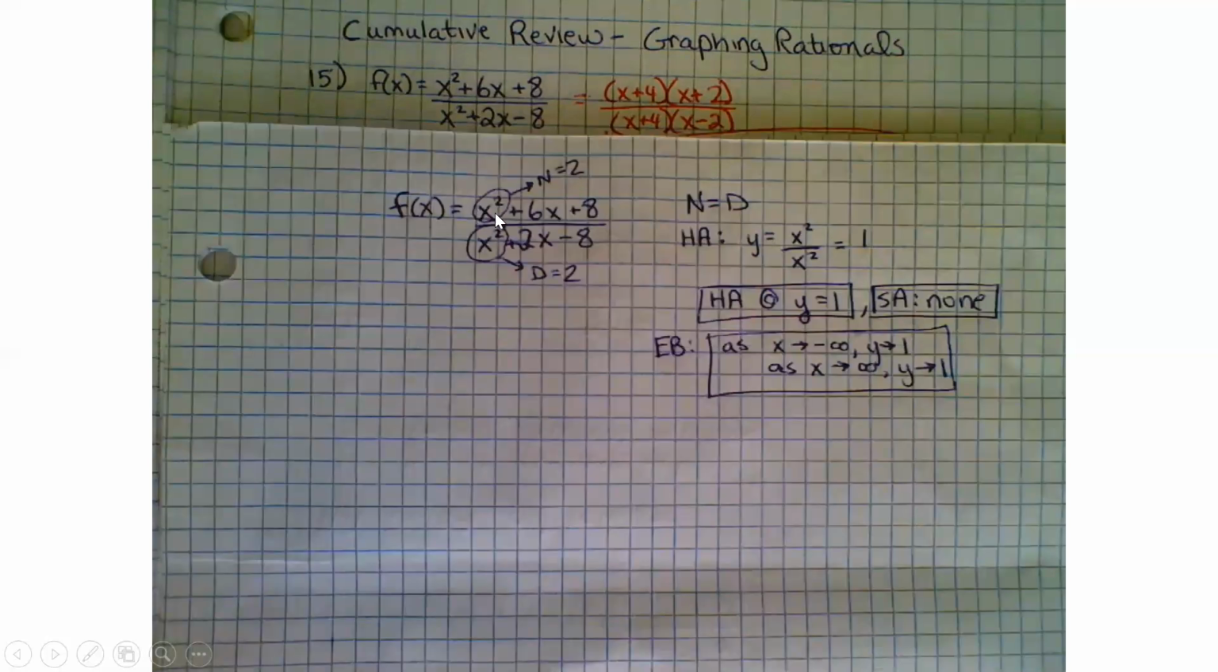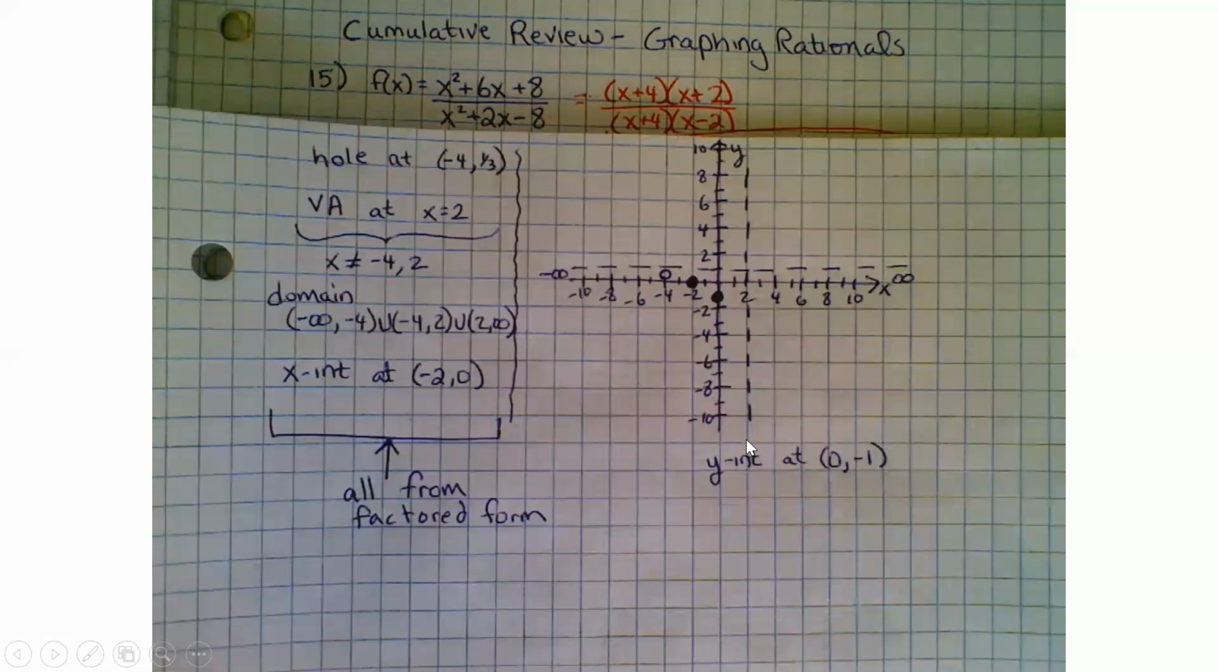So our highest exponent on top is 2. Our highest exponent on bottom is 2. Those are the same number, n equals d. So that's our second case. So we divide the first terms. So we have x squared over x squared. And that just gives us 1 because everything cancels out. So we have a horizontal asymptote at y equals 1. We have no slant asymptote. And the end behavior as x goes to negative infinity or as x goes to infinity, y goes to 1, the value of the horizontal asymptote. So let's look at that on the graph. We've got that right here at y equals 1.